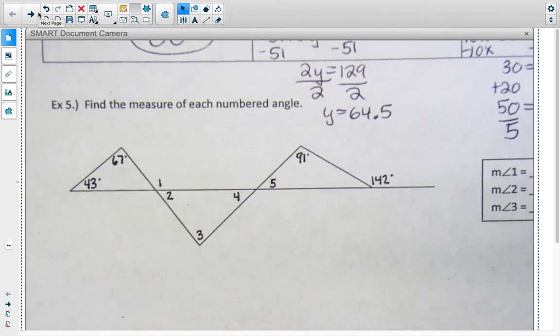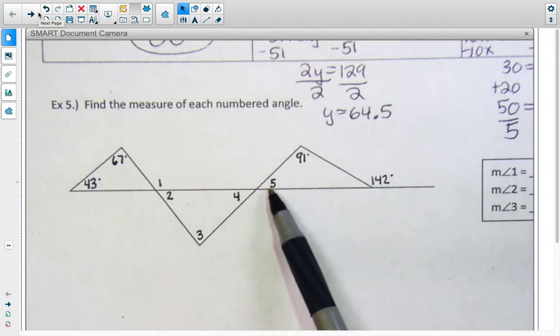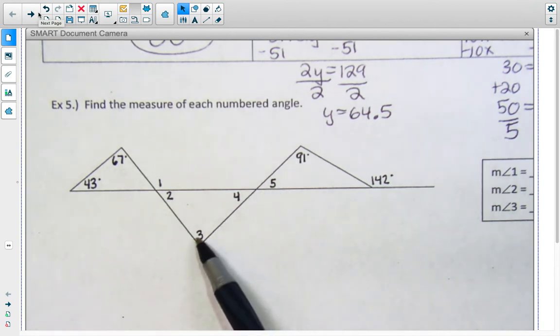Now, it doesn't matter which one you start with. If you want to start with number 5, go for it. If you want to start with number 3, go for it. If you want to start from number 1, go for it. But you definitely want to start with something that you have enough information to find. So we're looking for the measure of angles 1, 2, 3, 4, and 5.